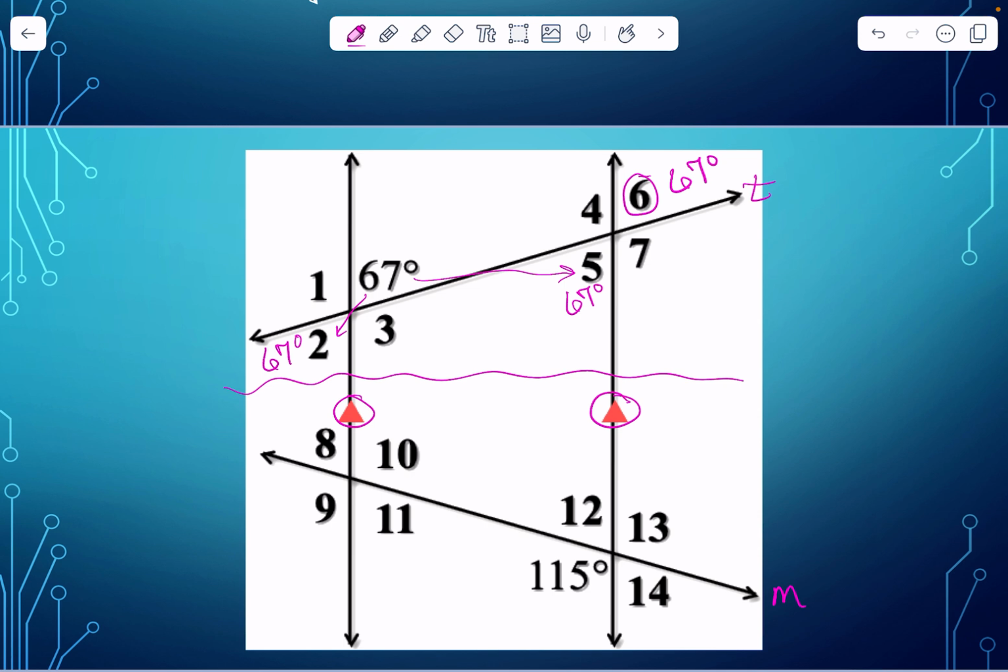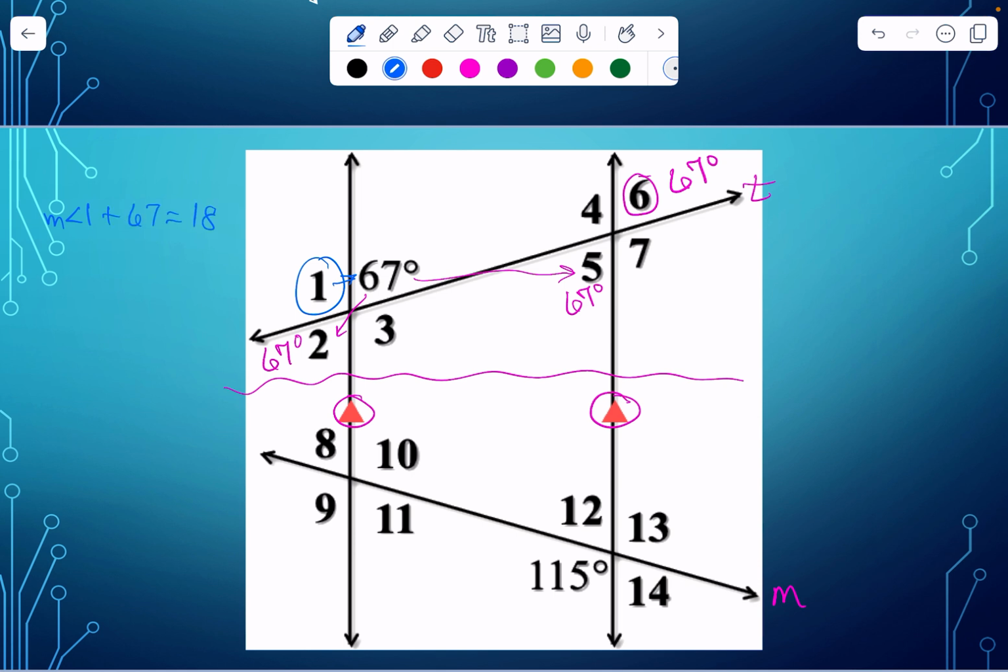Now, if we look for the other ones, on this other side, I need to figure out what angle 1 is. Well, angle 1 and the 67-degree angle are supplementary. So if I take angle 1 plus 67, that's going to equal 180. I'm going to subtract my 67 from both sides. So the measure of angle 1 is going to give me 113 degrees. Now that I know that, I also know that angle 3 is 113 degrees because they are vertical. I know this one and angle 4 have to be 113 degrees because they are alternate interiors. I also know angle 1 and angle 7 are alternate exteriors, which would also make it 113 degrees. Okay? All of that can be done because I have my two lines parallel cut by the transversal.